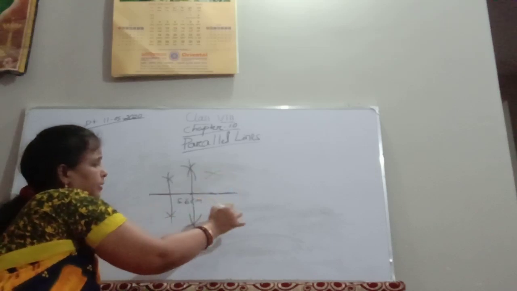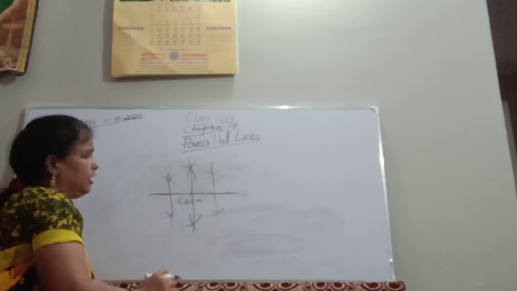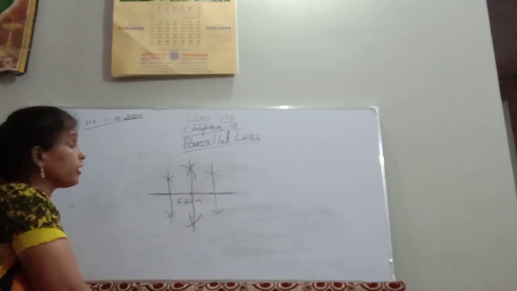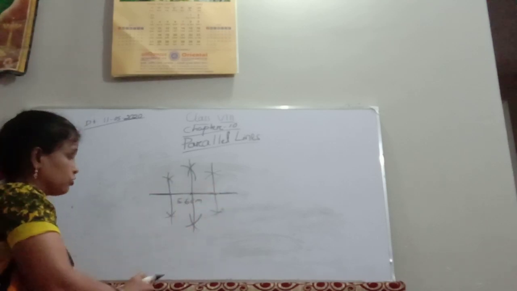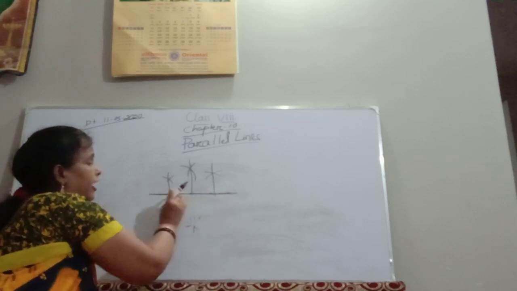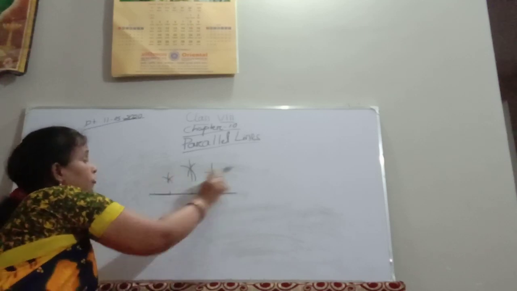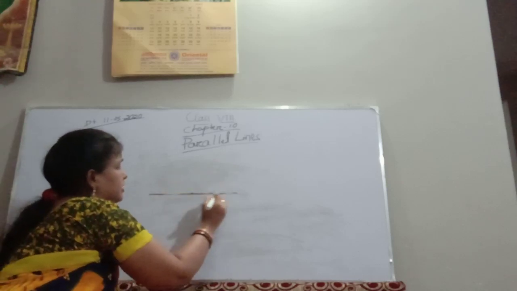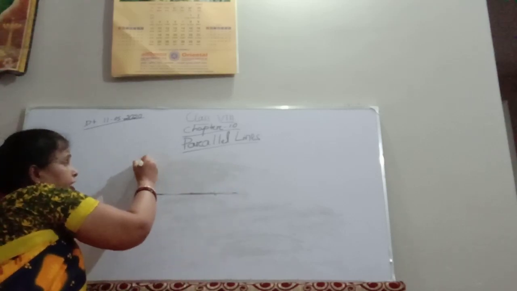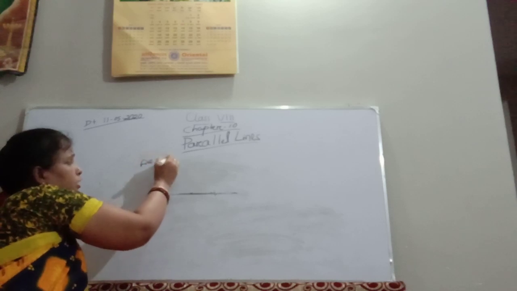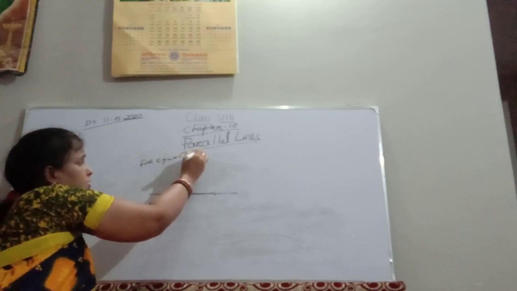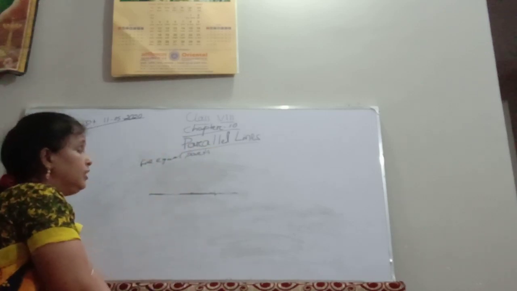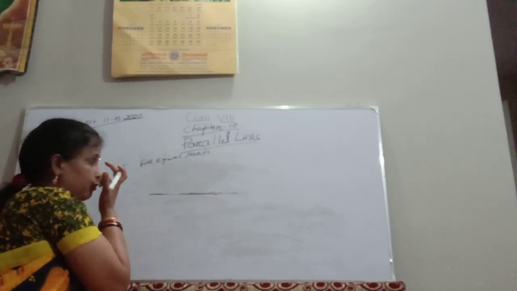This is the previous method, the oldest method. You have to divide this line into 4 equal parts. But whenever the question is given to divide this line into 5 equal parts, 4 equal parts you can easily understand. Whenever the question is given 5 equal parts, it is very important how you will construct this line into 5 equal parts.